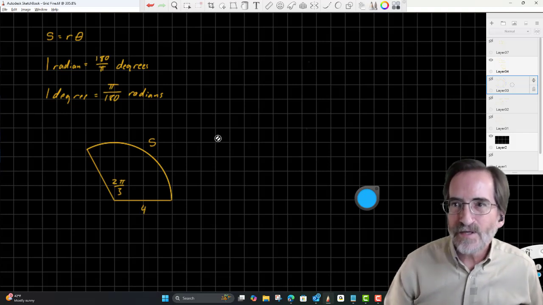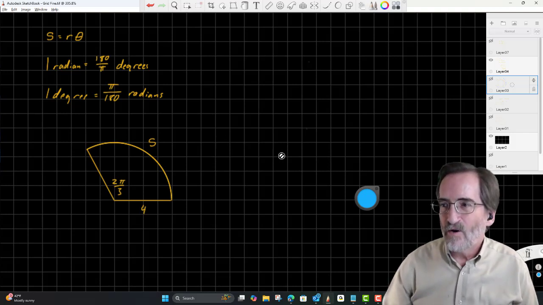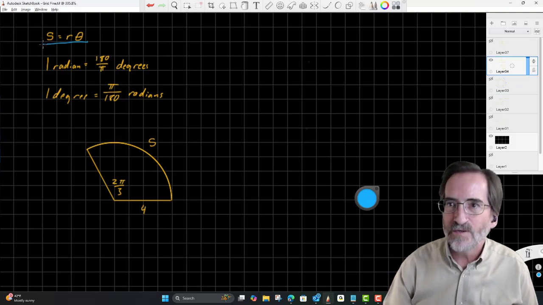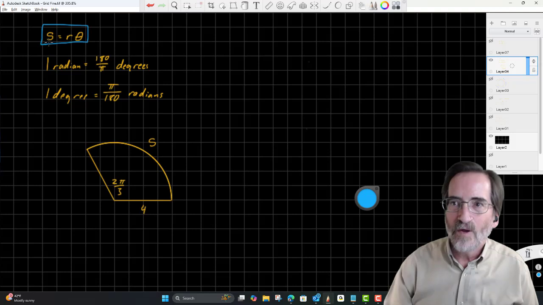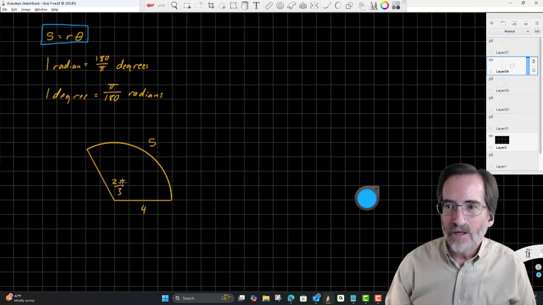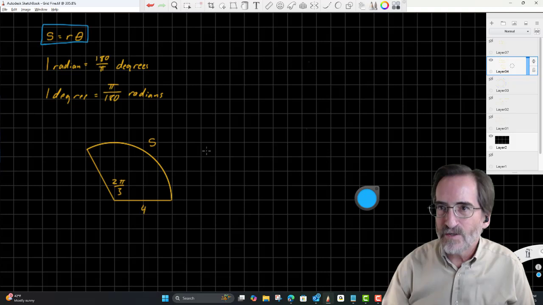So let's figure out how to find arc length here, given information. We're going to use the formula S equals r theta. So if you want the arc length, S, just multiply the radius by the angle in radians. So we have an angle in radians of 2 pi over 3, and we want to know the arc length if the circle's radius is 4. All you got to do is this: S equals r, 4, times theta, 2 pi over 3.